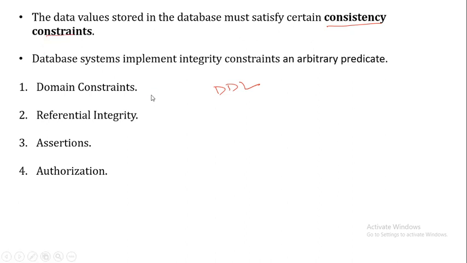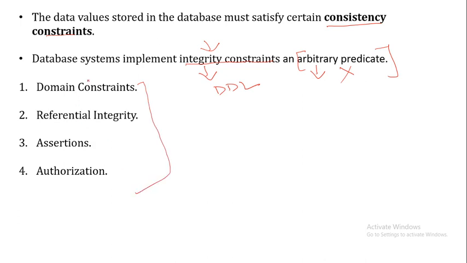Now there are different constraints that are imposed by database systems. These constraints may be of two types. One may be integrity constraints, and another may be arbitrary predicates. These arbitrary predicates are very difficult to analyze, so they are no longer used right now, but currently integrity constraints are very popular, and under integrity constraints we have four different features.